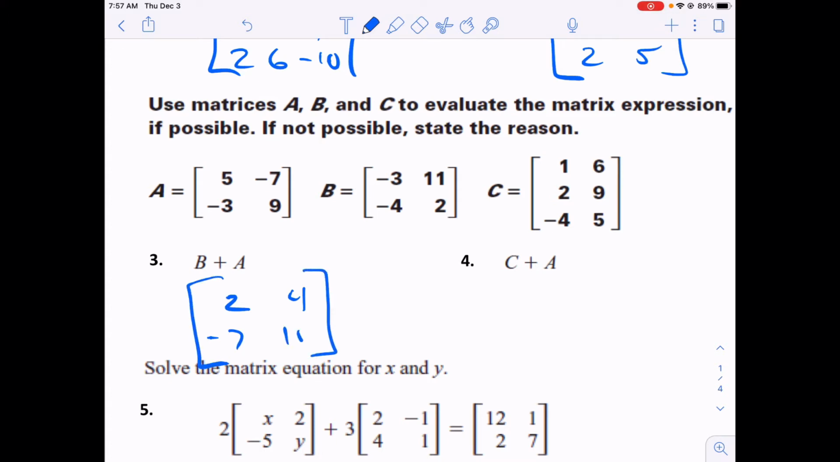For number 4, you're adding C with A, and if you look at those two matrices, they're different sizes. You cannot add those, so just can't do it.